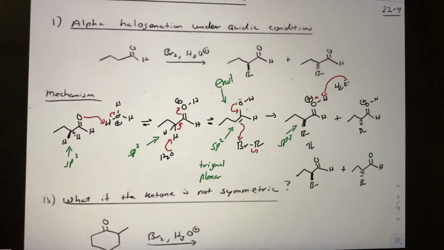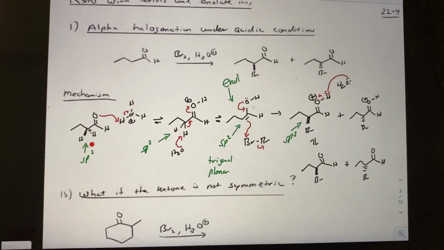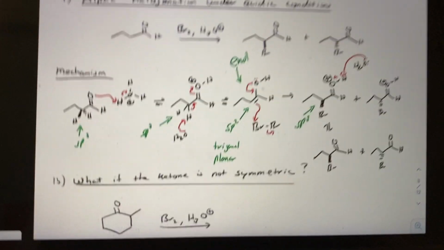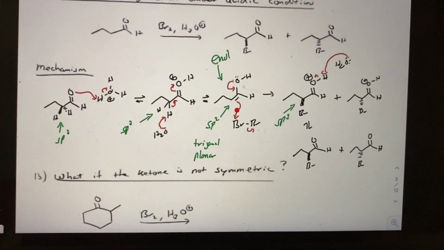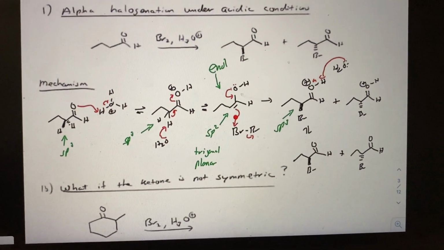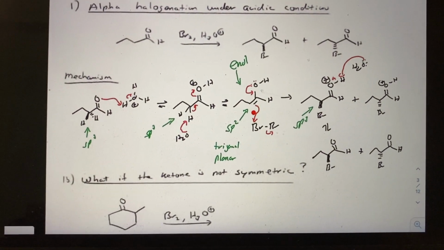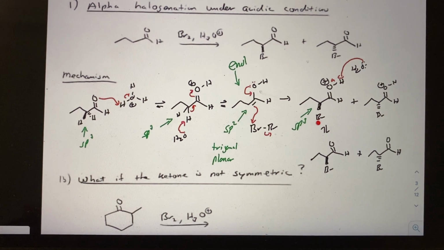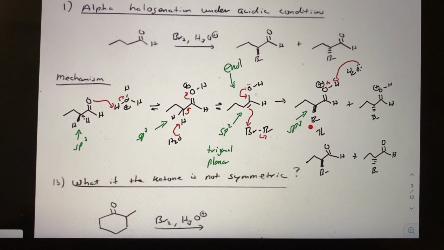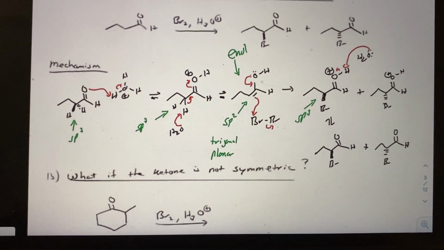So that's a very important point, just to reiterate again. We start off with sp3, alpha to the carbonyl. The enol is sp2 hybridized, it's trigonal planar, so we've lost that stereochemical information. And then when we halogenate, in this particular case, we've regenerated an sp3 carbon, which is chiral here.